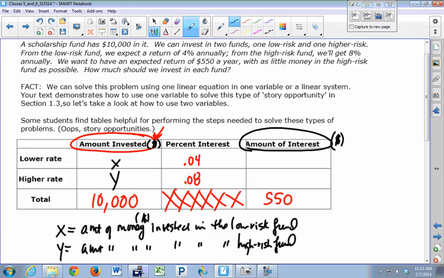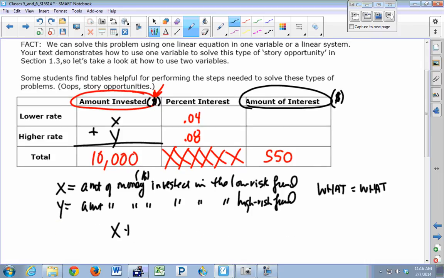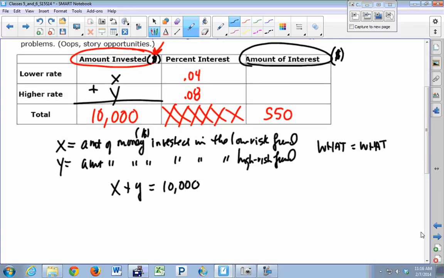Or you could use this little table like this, and the neat thing about this table is you already have your first what is equal to what. To come up with an equation, you'd have to say what's equal to what. So what's equal to what here? The amount of money I put in the low risk plus the amount of money I put into the high risk equals $10,000. That's my what equals what. There's my first equation. Voila. Right there, the first column. X plus Y is equal to $10,000. Okay. So if I'm going to come up with a system, I need to have a second what is equal to what.